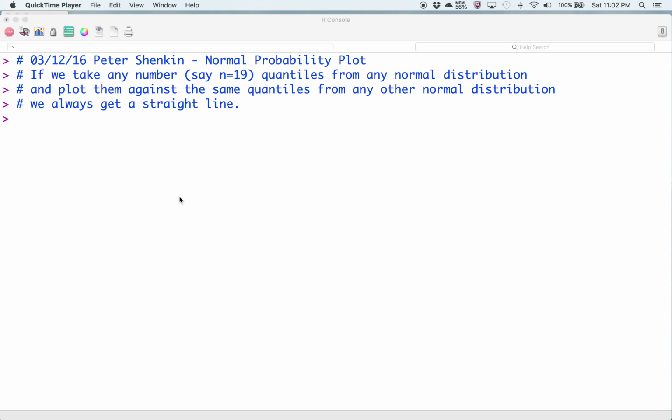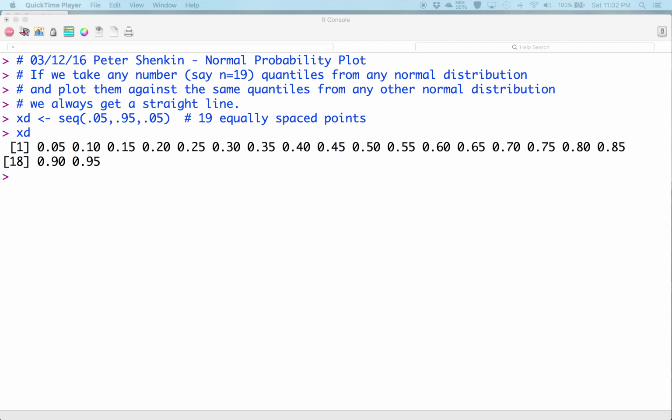In this video, we're going to show how to generate a normal probability plot. We can take any number of the quantiles from any normal distribution and plot them against the same quantiles from any other normal distribution, and we always get a straight line. Let's see how this might work.